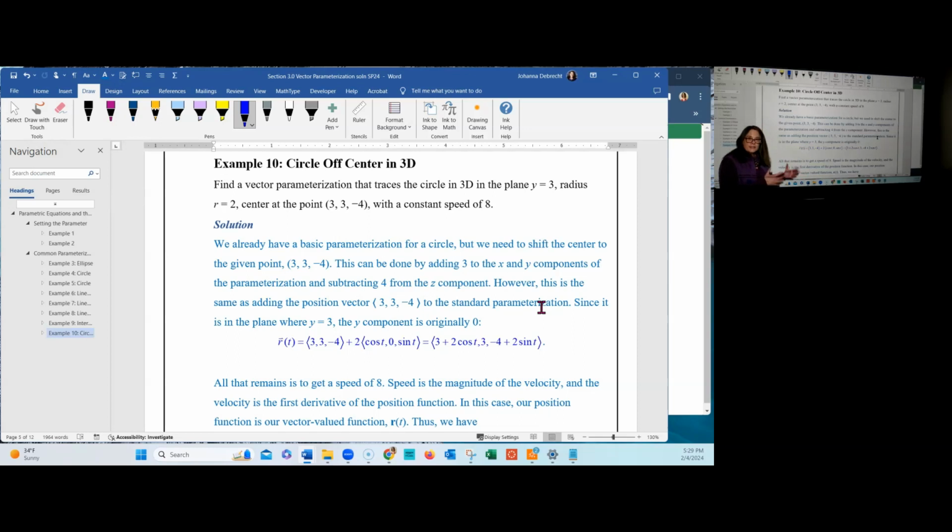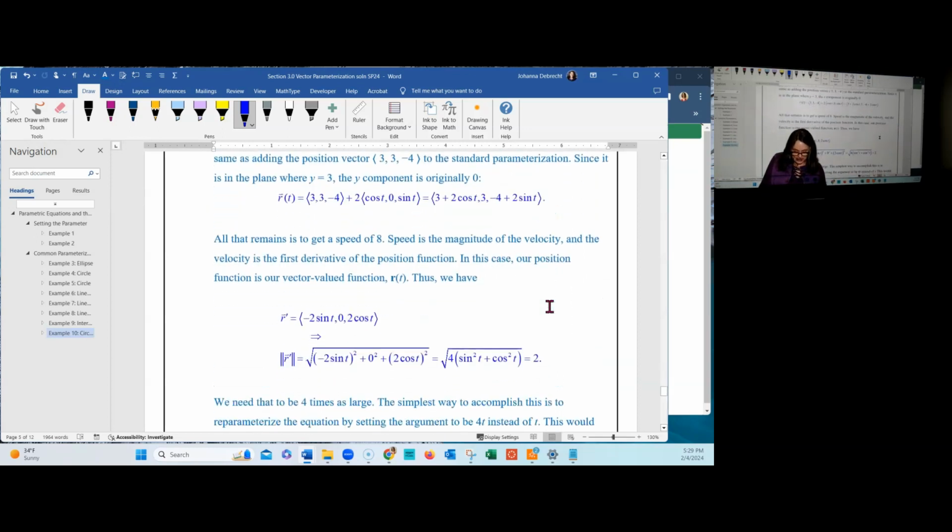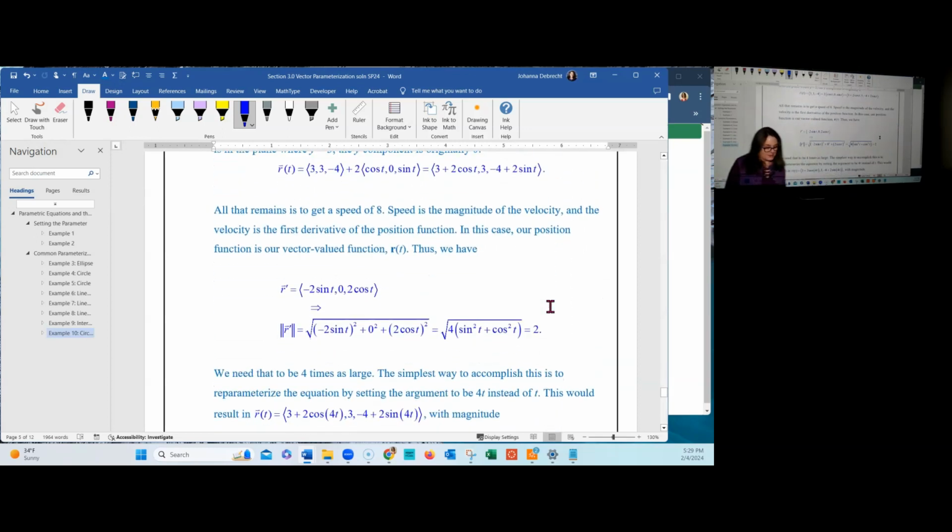So if we want a velocity function, then it makes sense that we would do what to it? Yeah, you're right. We're going to take the derivative of it. The derivative of it will give us the velocity vector valued function in terms of t. So the derivative of 3 plus 2 cosine of t gives me -2 sine of t. The derivative of constant 3 is 0. And the derivative of -4 plus 2 sine of t is 2 cosine of t.